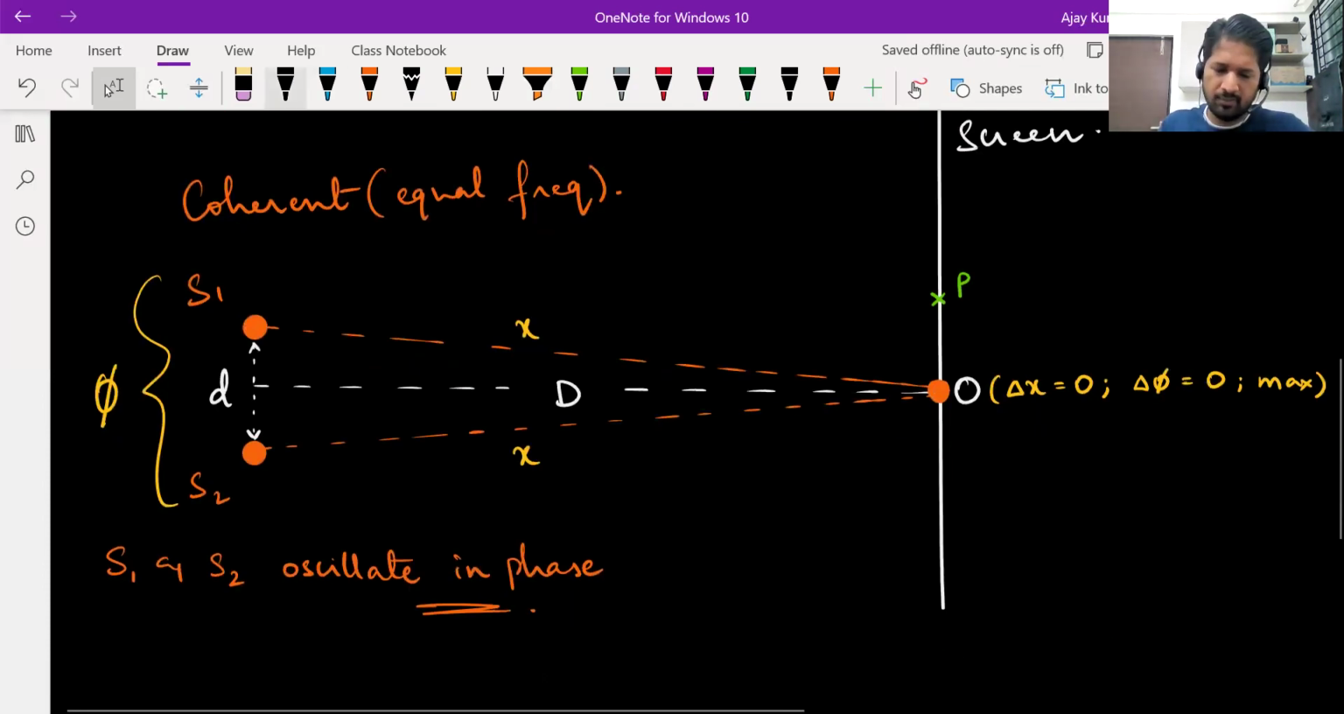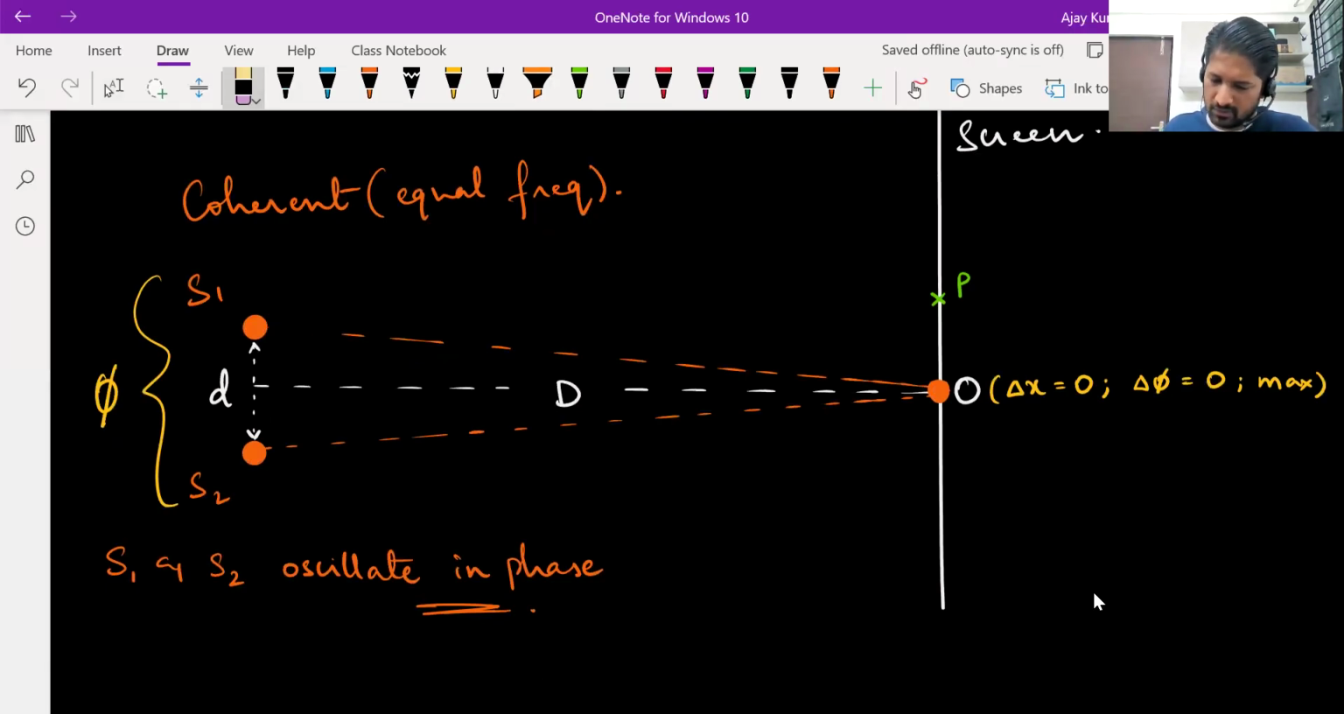Okay, consider a point P. Let's visualize waves arriving at P from S1 and S2. From S1 to the point P, let's say the distance is x1 this time.